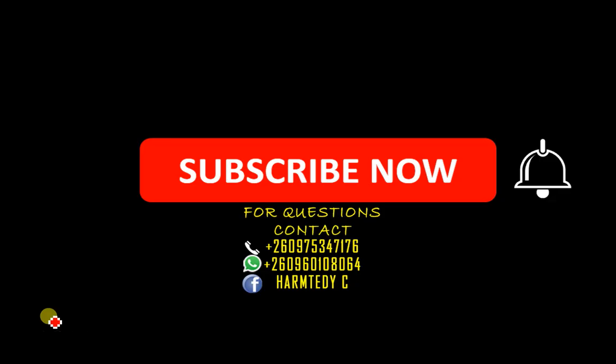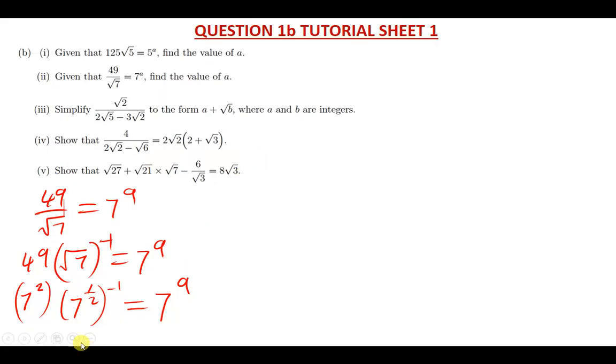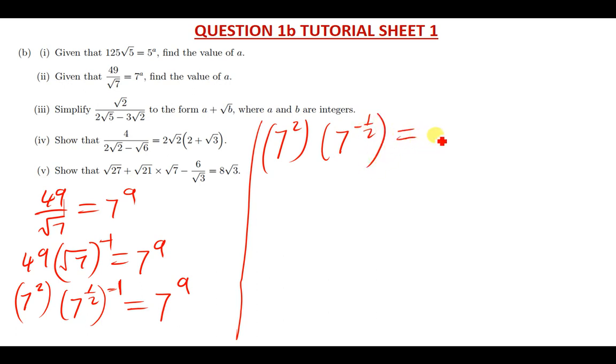If you multiply numbers with the same base like this side, you simply add the powers. But before we add the powers, we have 7 to the power 2 there, so I can just write it the way it is. Then we have 7 to the power half times negative 1, so half times negative 1 gives 7 to the power negative half. And this is equal to 7 to the power a. We can now add the powers.